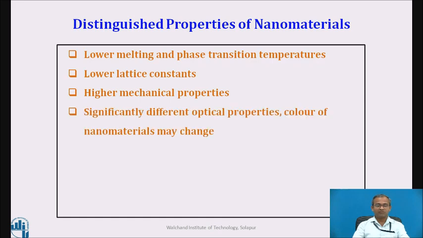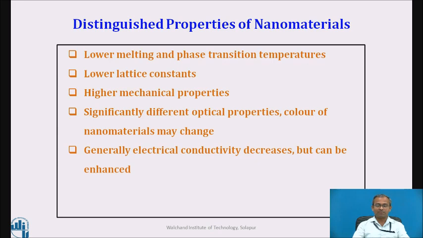The mechanical strength of nanomaterials is higher than their corresponding bulk form. This enhancement is due to reduced defects. For example, a nanocrystalline nickel is as strong as a hardened steel.